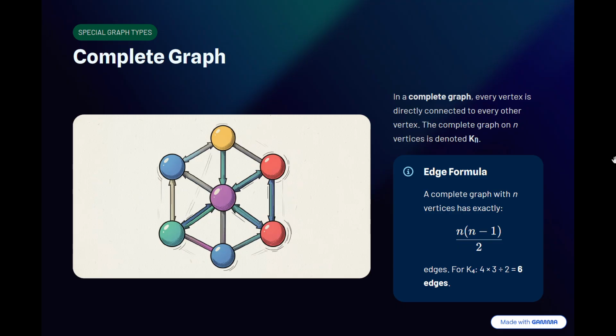And this is the formula for the number of edges in a complete graph with n vertices. A complete graph with n vertices has exactly n(n-1)/2 edges. For example, consider a complete graph of 4 vertices, that is K4. It has 6 edges.